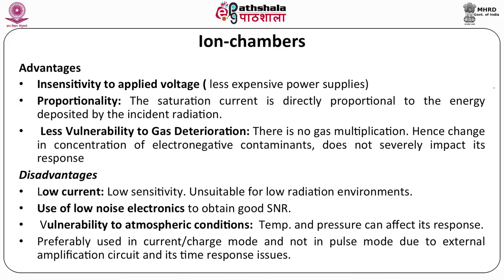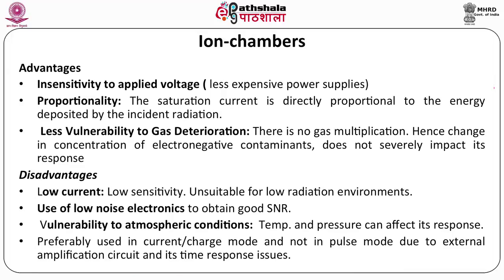Low current. That means there is no amplification of current happening here. Whatever charge is produced by the ions is being collected. So there is no amplification. As a result, the current is low if the amount of radiation falling on it is low. And inherently, ion chambers are low sensitivity detectors. So they are unsuitable for low radiation environments. Another disadvantage, you need to use low noise electronics to obtain a good signal to noise ratio, because the signal produced is low in current value.